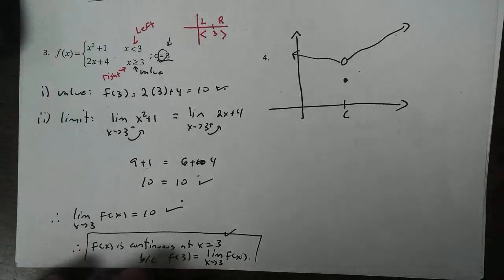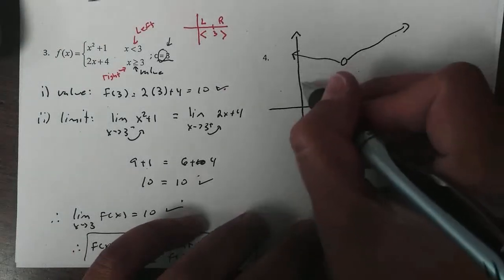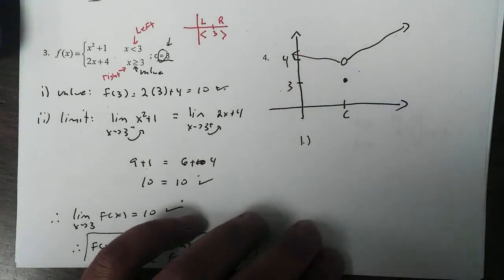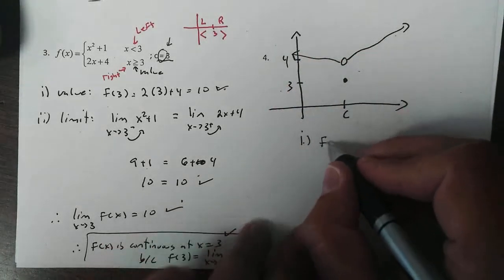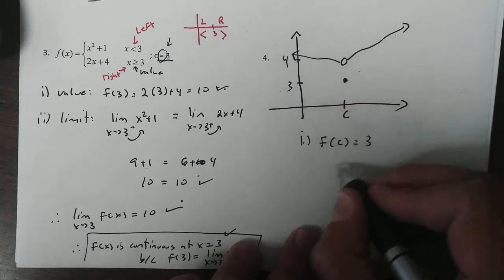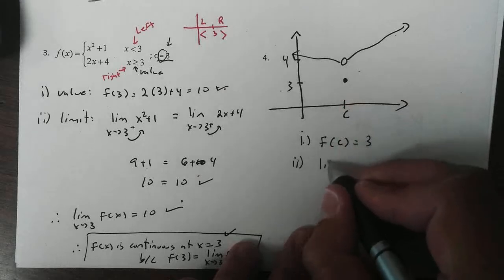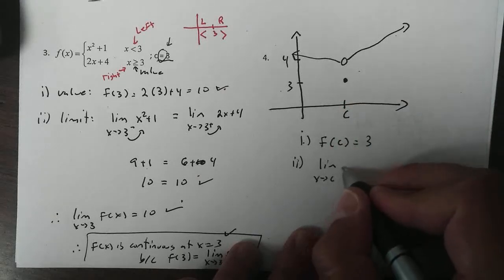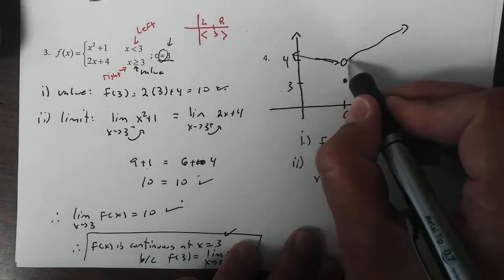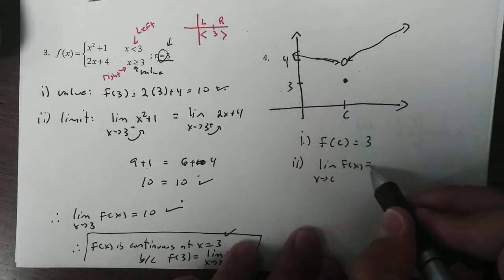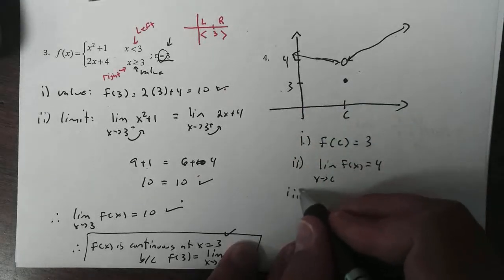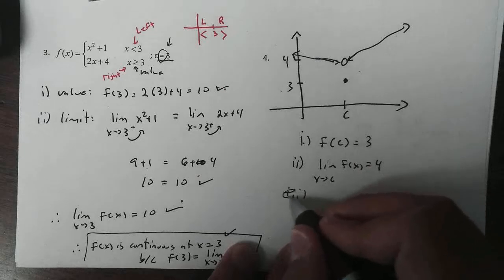Alright, so let's take a look at number 4. This one's super easy from a graph. Ready? Whoops, let's make this 3 and this value 4. I always forget to put those on the paper. So step 1, we want to find the value at c. Well, what's the value at c? It's 3. Step 2, what is the limit as x approaches c of our function going to be? Well, as we approach, we're coming from the left and the right. We're approaching 4. You don't have to justify, it's not looking for that. And then step 3, well, we don't have to do step 3.